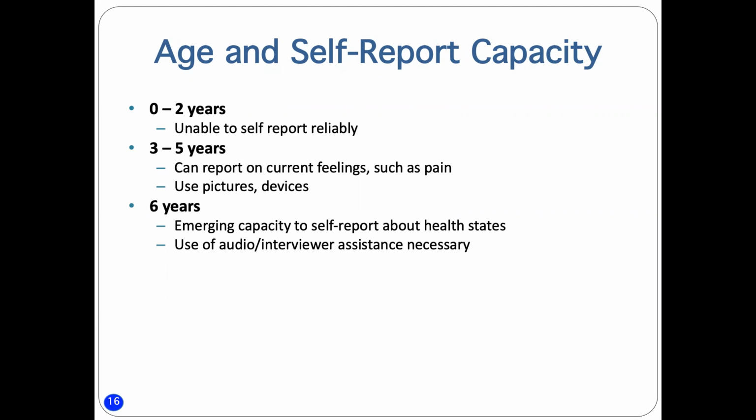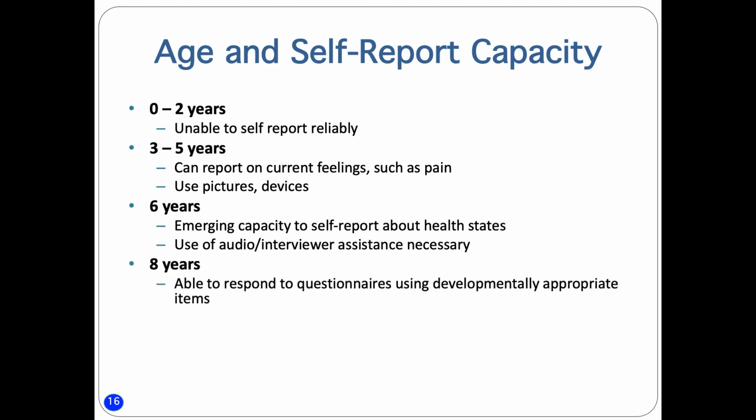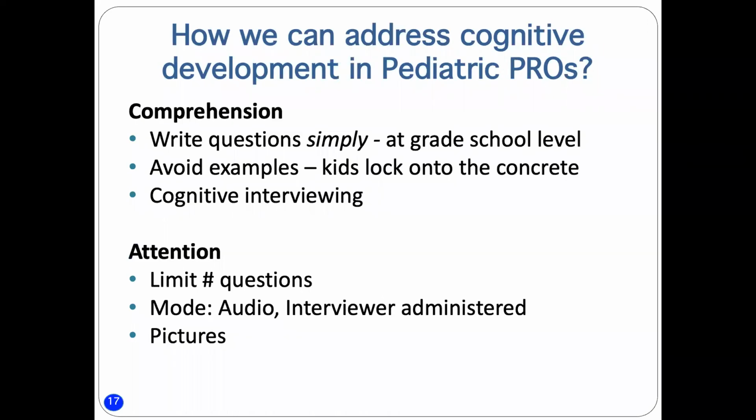I think what it means as child health researchers is to adapt what we do to the kid's developmental status. By age 8, they can respond to questionnaires using developmentally appropriate items. And so virtually all pediatric patient-reported outcomes begin in terms of their self-report at age 8. And by 10 years and older, we've got excellent reliability and validity. So there are a number of ways to address the changes in cognitive development when you assess outcomes in children.